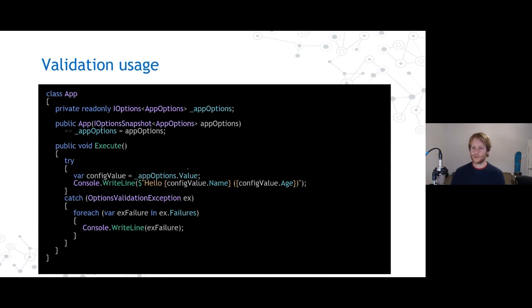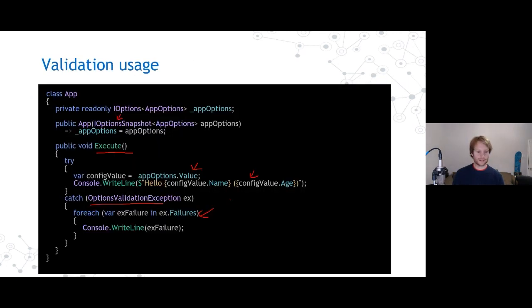So this is an example of how you'd use it in your application. This is similar to our other demos. We've got an Execute method. We also call this .value to get the IOptions. This is using the IOptionsSnapshot as before. As soon as we call the .value, it'll run the validation. If that fails, we'll get an exception. We can catch that exception and go look through the failures and why it failed. If it's successful, it just goes on to the next line and prints out the name and the age.